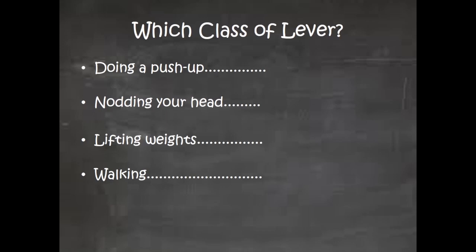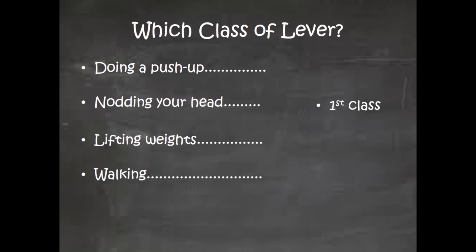Classify these four actions as one of the three classes of levers. Think about the locations of the fulcrum, effort, and resistance while you classify them. Let's start with nodding your head. The fulcrum is at your spine, the resistance is coming from the front of your head, and the effort is coming from the back of your neck. Fulcrum between means it must be first class.